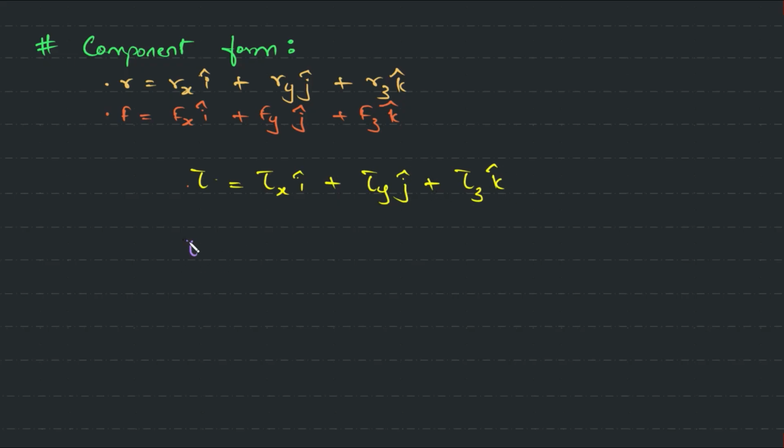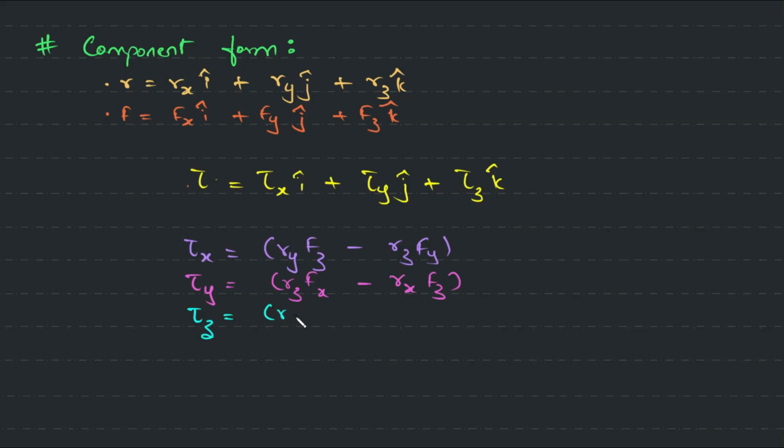But how do you find tau x? Tau x will be Ry Fz minus Rz Fy, and tau y will be Rz... where does this come from? Sorry, I think I will make it clear by writing the next form. Tau z will be Rx Fy minus Ry Fx.